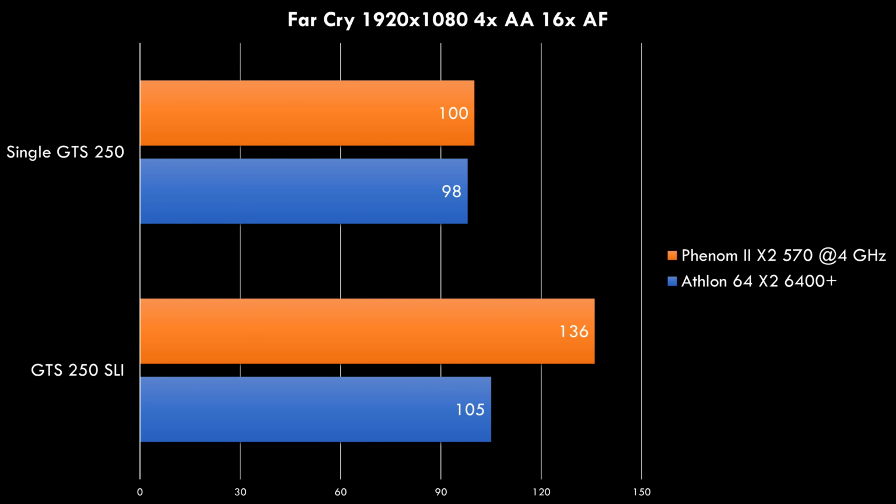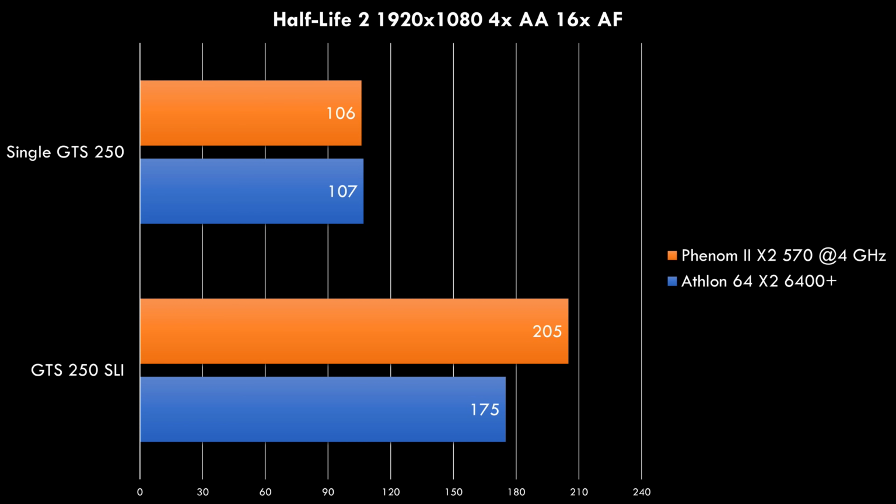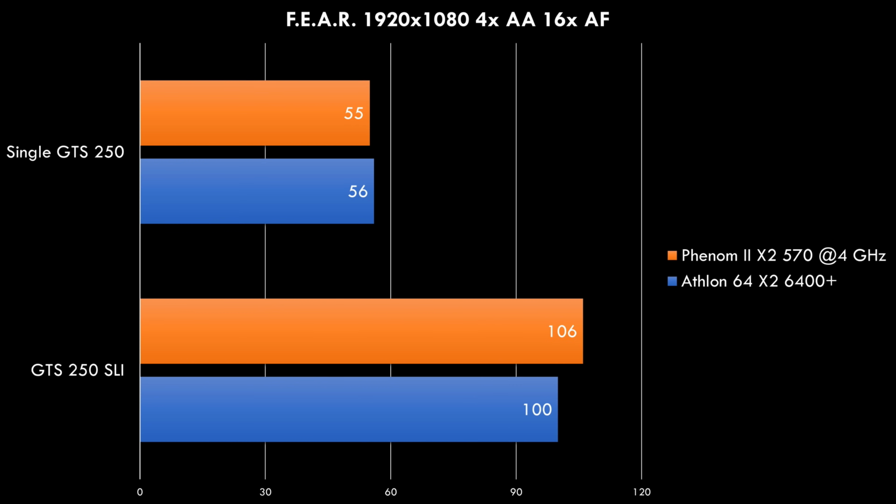Also, the graphic settings, you can see them at the top of the graph. For example, here we have Half-Life 2. We're running at full HD, but 4x anti-aliasing and 16x anisotropic filtering. And this game scales beautifully. We're going from 106 FPS for one card to 205 in SLI. F.E.A.R. is another game that scales really well. 55 FPS, one card.